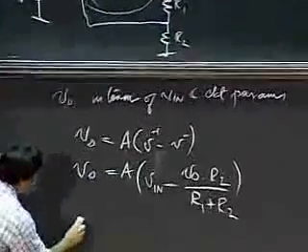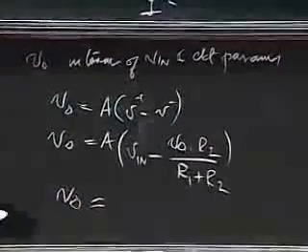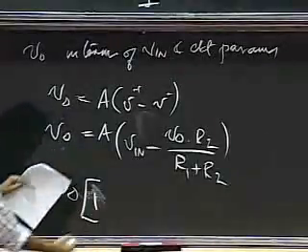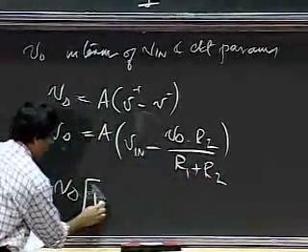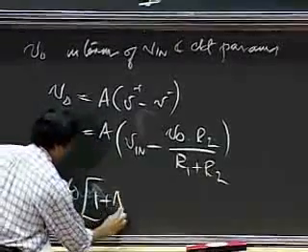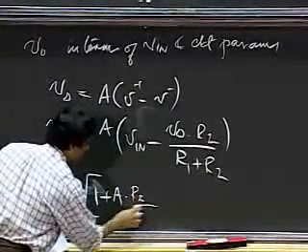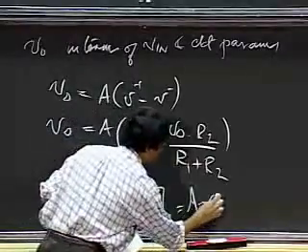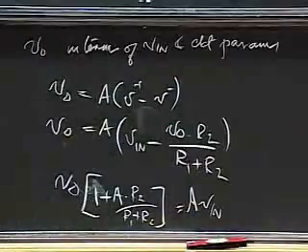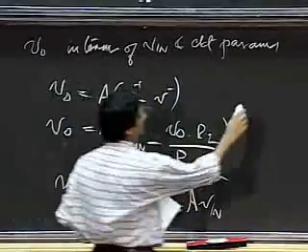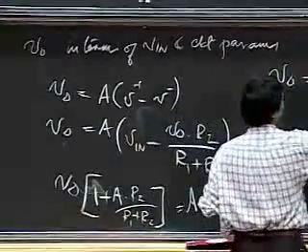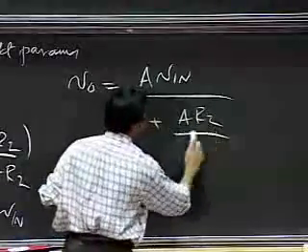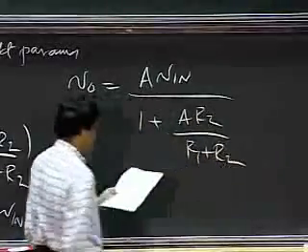And so I can simplify it further and write this as V naught. So I get, there's a 1 here. And I move this thing over to this side, so I get 1 plus A times R2 divided by R1 plus R2, and that's equal to A V in. Okay, and simplifying it some more, I get V naught is A V in divided by 1 plus A R2 divided by R1 plus R2.